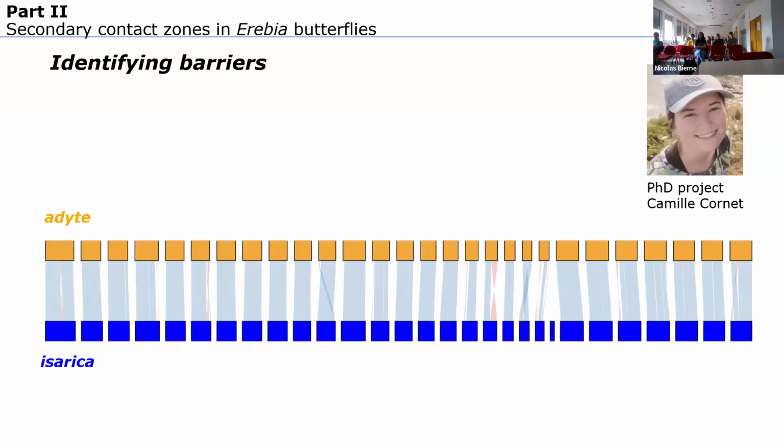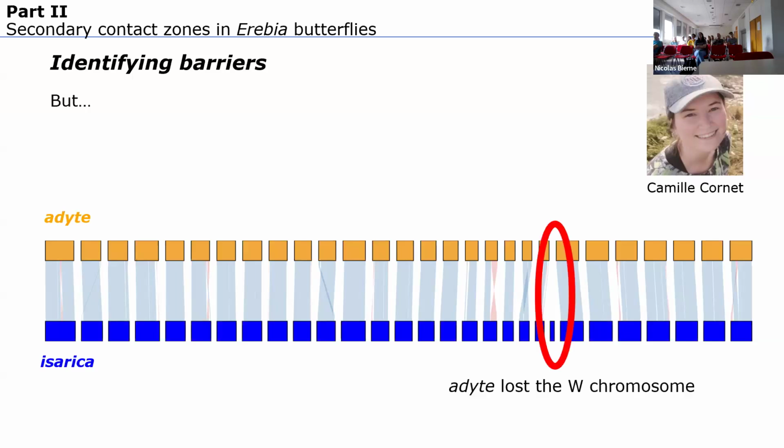What about other barriers, right? So we actually assembled chromosome level genomes for both subspecies. And you see in the synteny plot, there's some rearrangements, but not that many. So you may think, okay, it probably doesn't have an impact. But actually, Adita lost a W chromosome.